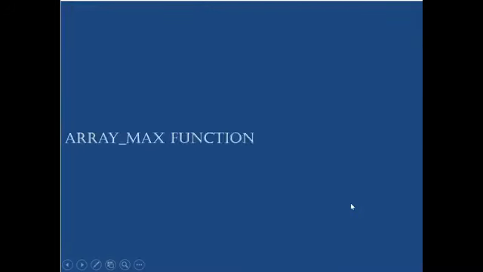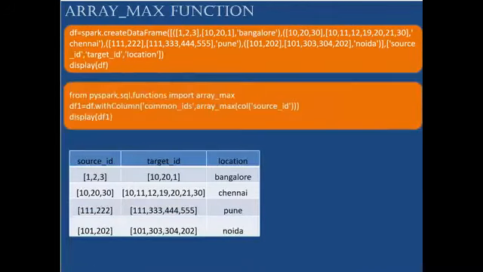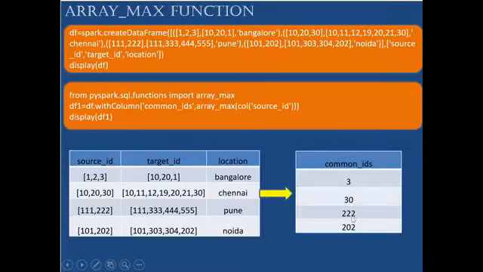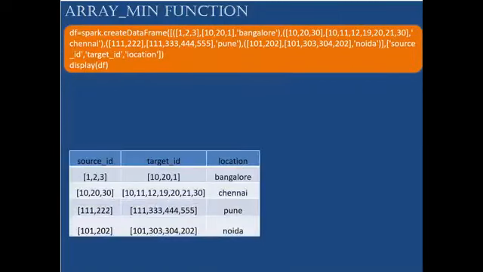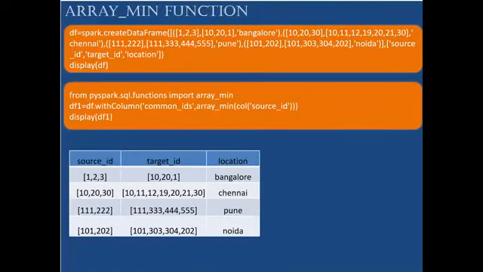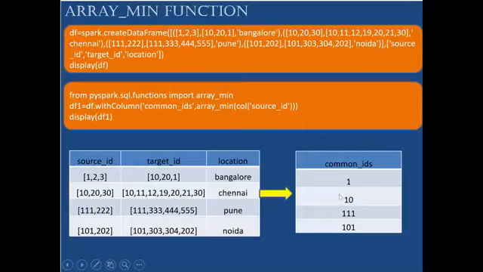Okay. Array_max. You want to know the array_max of source ID. What is the max source ID? It's 3, 30, 222 and 202. Those things you can see. Okay. Next. Array_min. You can see array_min of source ID. What is the minimum value here? 1, 10, 111 and 101.